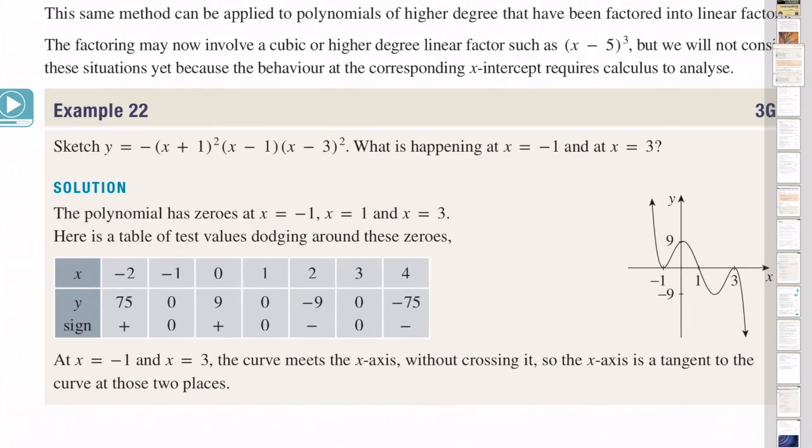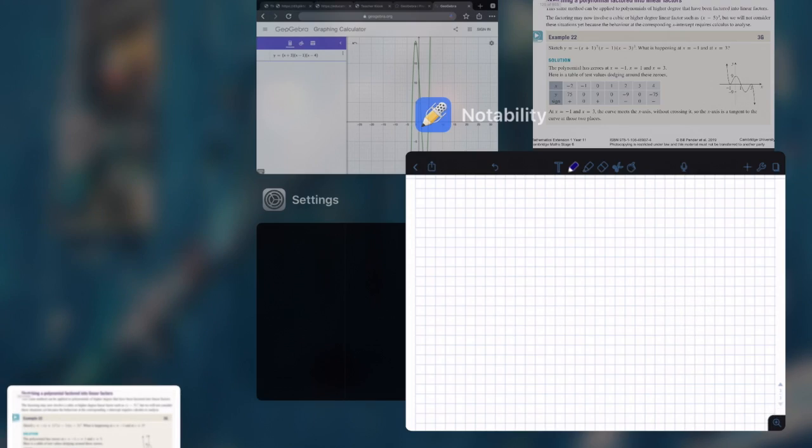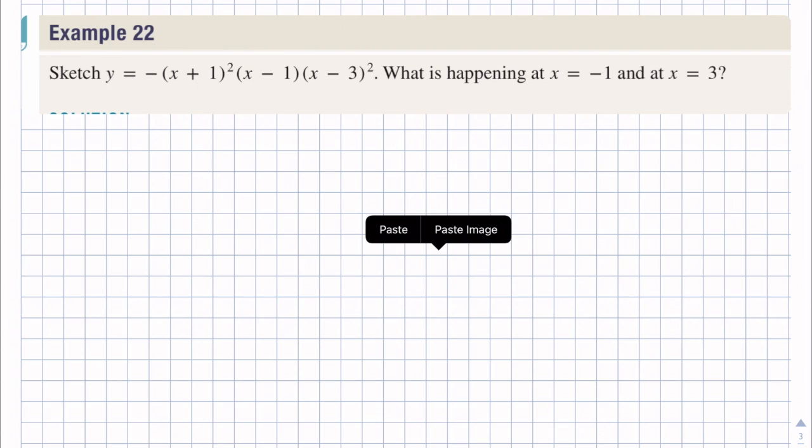Let's have a look at one more example in the book. I'm going to have a look at this example, but I'm going to cover out the solution. Okay, so here we've got a squared, so it's going to either bounce off it like that or bounce off it like that. And here we have another one.